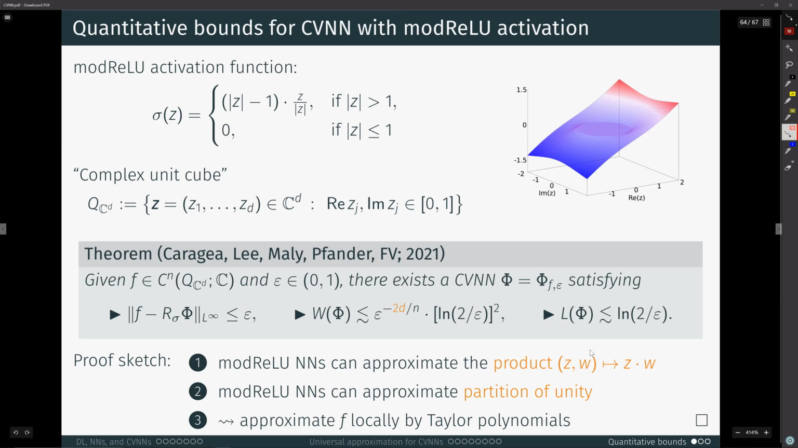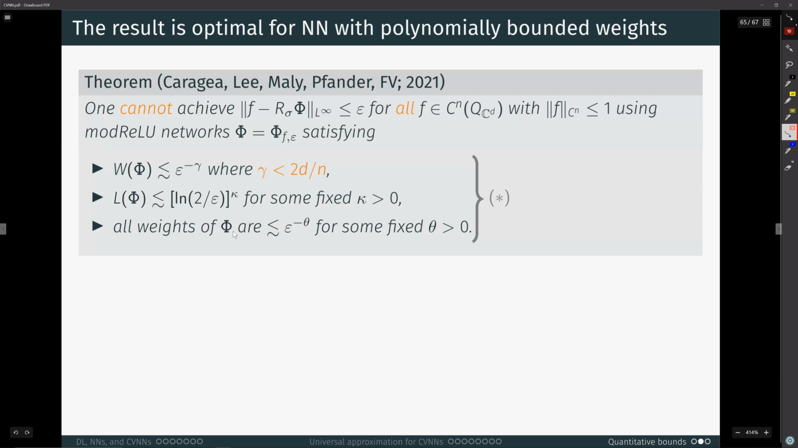And of course, you could now think, okay, I will sit down this afternoon and prove a much better result than these guys. So the question is, for example, is this the optimal rate that you can get? And the answer is more or less yes. If you restrict to networks where each individual weight blows up at most polynomially as epsilon goes to 0, and where the depth grows only like a power of the logarithm of 1 over epsilon, then the rate is optimal. So you can never achieve approximation error epsilon uniformly over all C^n functions with all derivatives bounded by 1, using networks where the number of weights grows strictly slower than what we have in our result.